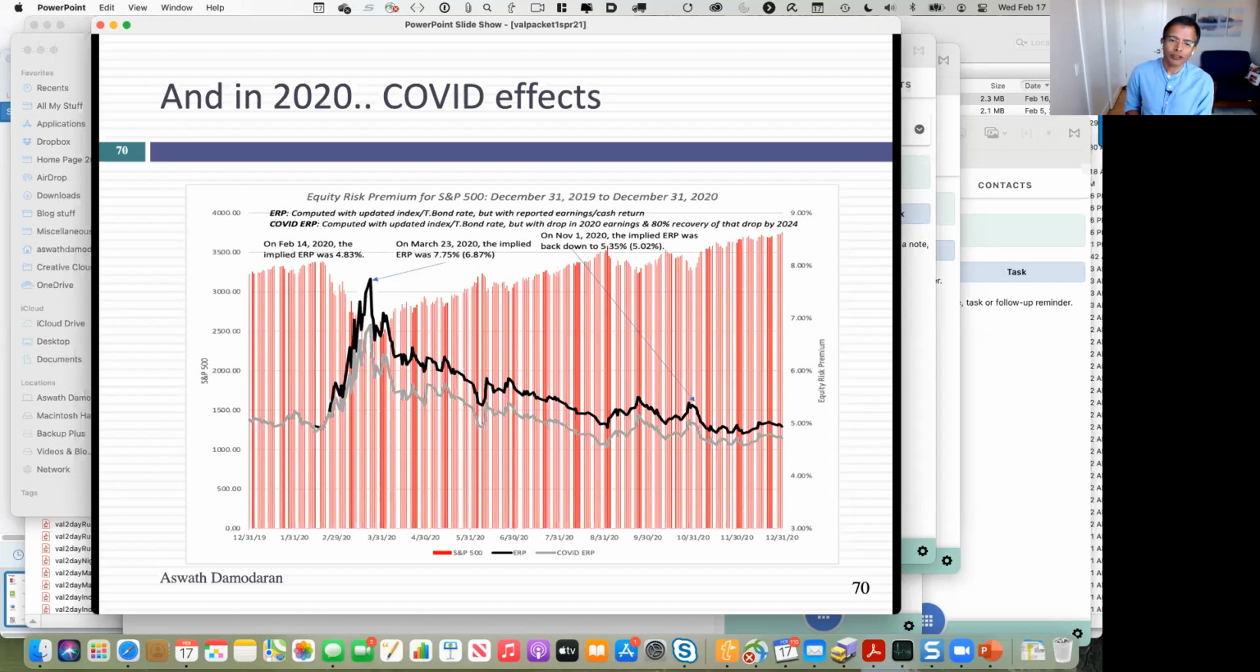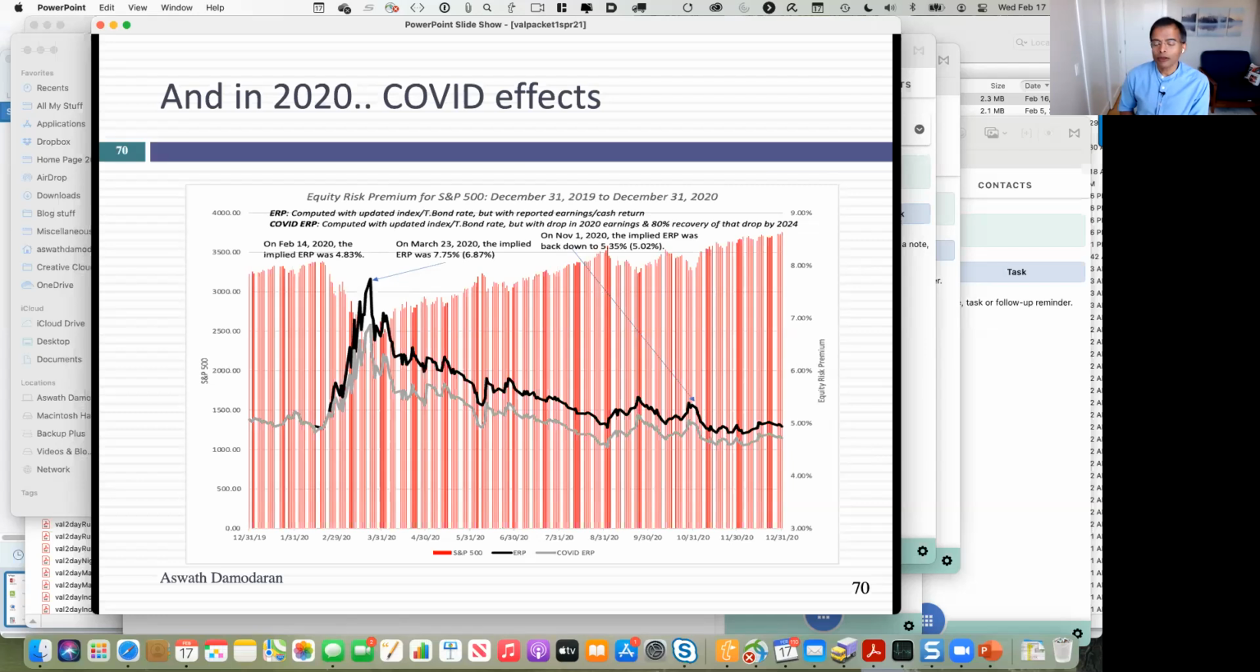And then the rest of the year unfolded. And here's the difference between what happened in 2008 and what happened in 2020. Remember in 2008, the equity risk premium dropped back from the highs, but it stayed well above what it was before the crisis. Because it was 4.3% before the crisis, it ended the crisis at 6.4%. In 2020, the equity risk premium fell back to where it was before the crisis. In fact, it ended the year at a level lower than it was at the start of the year.